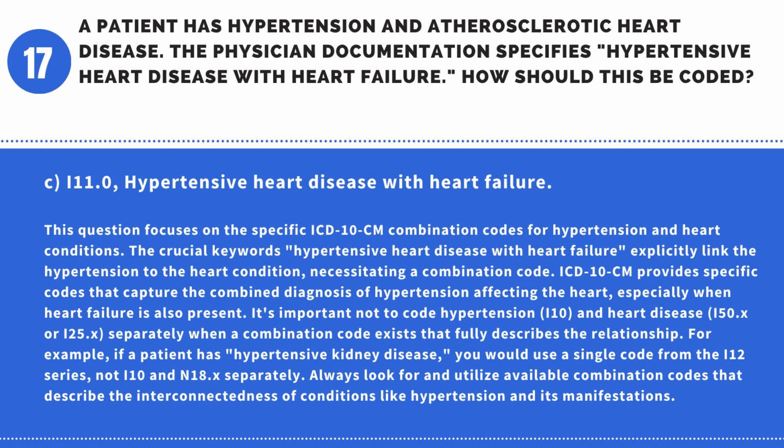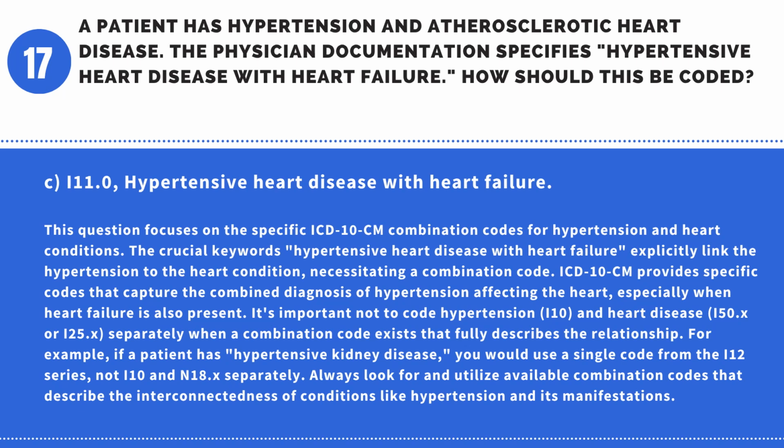Answer C. I11.0 hypertensive heart disease with heart failure. This question focuses on the specific ICD-10-CM combination codes for hypertension and heart conditions. The crucial keywords, hypertensive heart disease with heart failure, explicitly link the hypertension to the heart condition, necessitating a combination code. ICD-10-CM provides specific codes that capture the combined diagnosis of hypertension affecting the heart, especially when heart failure is also present. It's important not to code hypertension, I10, and heart disease, I50.X or I25.X, separately when a combination code exists that fully describes the relationship.